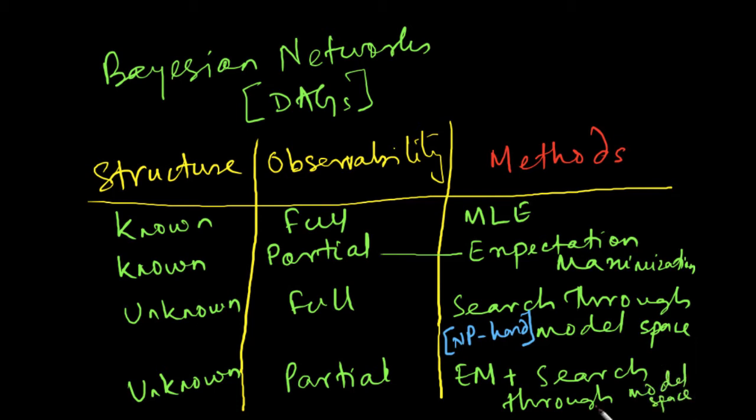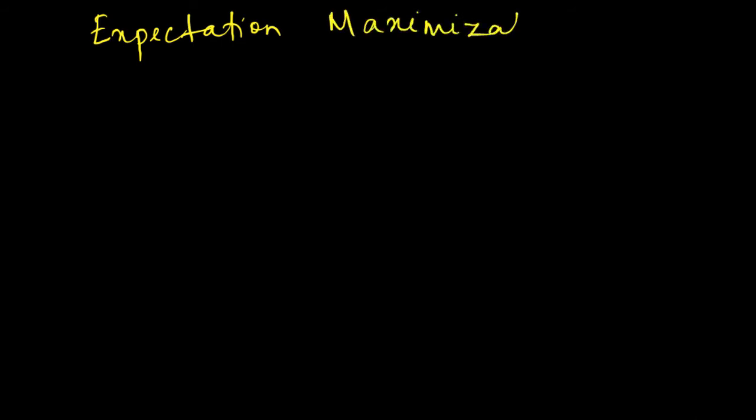So in this video, we are not going to worry about how do you search through model space, but what we are going to instead focus on is this expectation maximization algorithm and understand how this works through a very simple example. So now let's see what this expectation maximization algorithm is. In short form, it is called the EM algorithm.